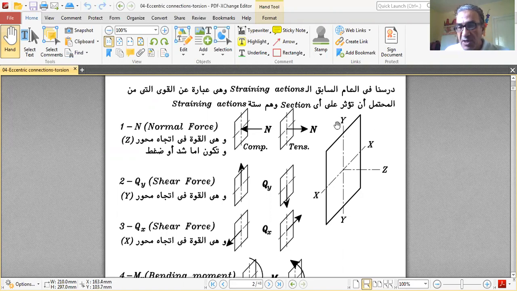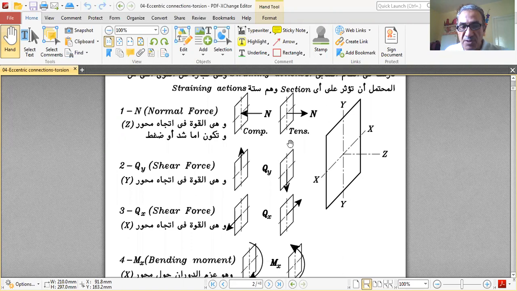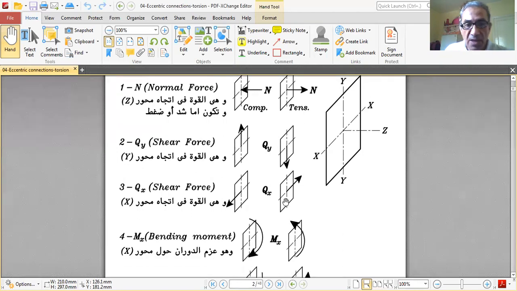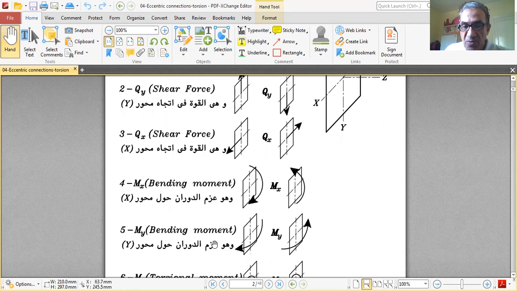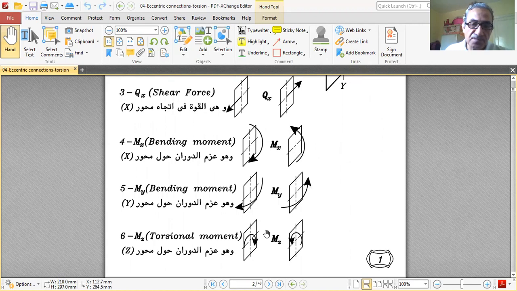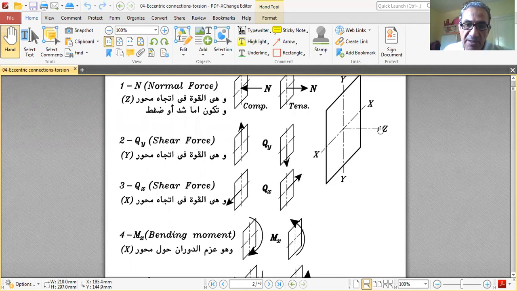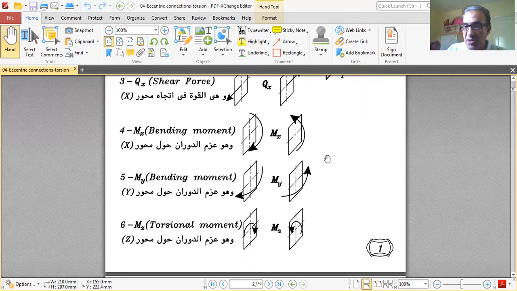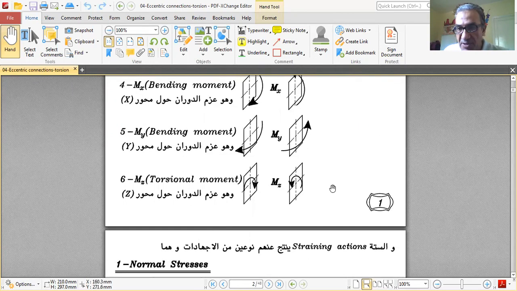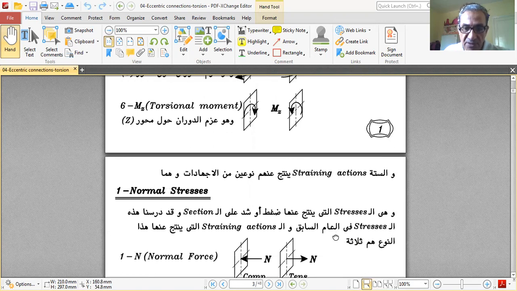The normal force, tension or compression; Qy, the shear force in the Y direction, positive or negative; Qx, the shear force in the X direction; bending moment Mx about the X axis, either tension side up or tension side down; bending moment My about the Y axis, either tension side left or tension side right; and torsional moment Mz about the z-axis, which is the longitudinal axis of the member, or the axis perpendicular to the section. So we have torsion clockwise and torsion anti-clockwise. These are the possible straining actions for the section.